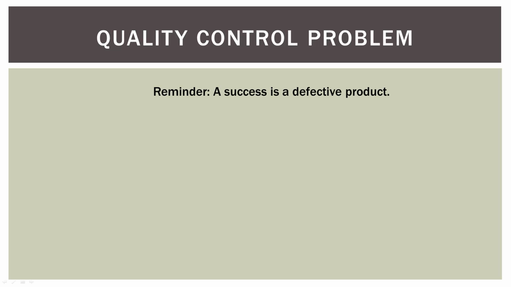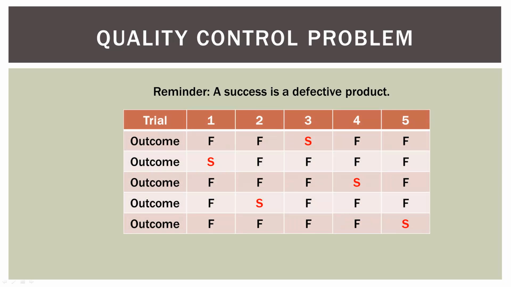So just a reminder, a success is a defective product. So here's how that could work. Now, remember, a failure is a good product and a success is a bad product. So we could have these 5 outcomes. Our defective one could be the third one. Our defective one could be the first. Our defective one could be the 4th one we pick. Our defective one could be the second one, or it could be the last. So that's why we have the 5 choose 1.